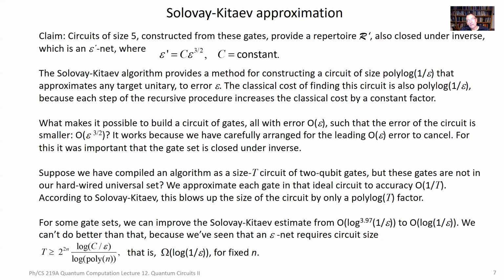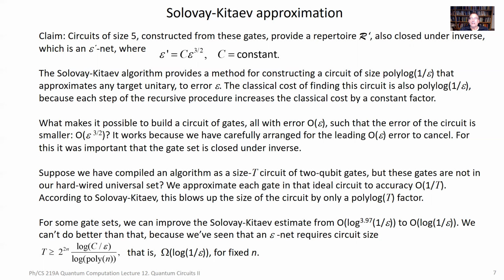And as we discussed in the last lecture, if you build a circuit out of gates, all of which have order epsilon error, then you would expect the error to accumulate. So you'll have an error which is of order epsilon times the size of the circuit. That's not what happened here. We actually wound up with a smaller error for the circuit than for each one of the individual gates. How do we make that work?